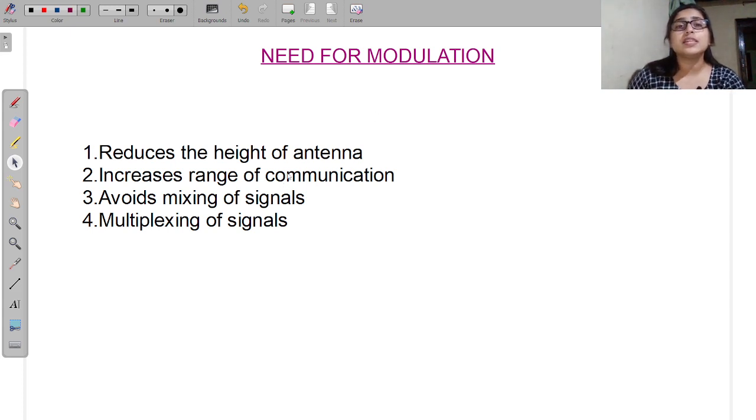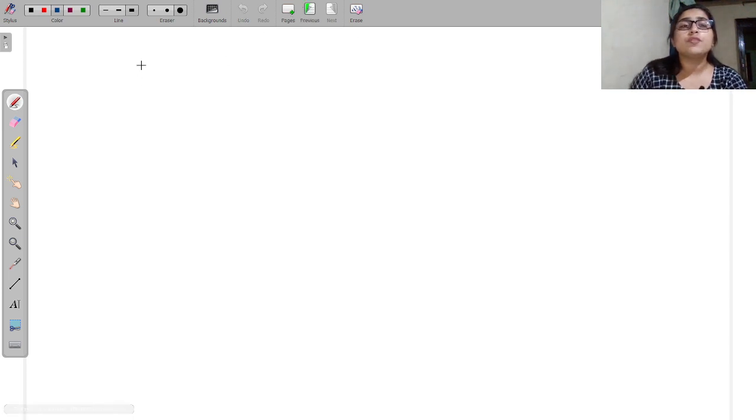First thing, it reduces the height of antenna. Why does it reduce the height of antenna and how? Let us see that. We know 20 hertz to 20 kilohertz, or 0 to 20 kilohertz signals we will consider. If I consider a 10 kilohertz signal, then what is the wavelength of that particular signal?